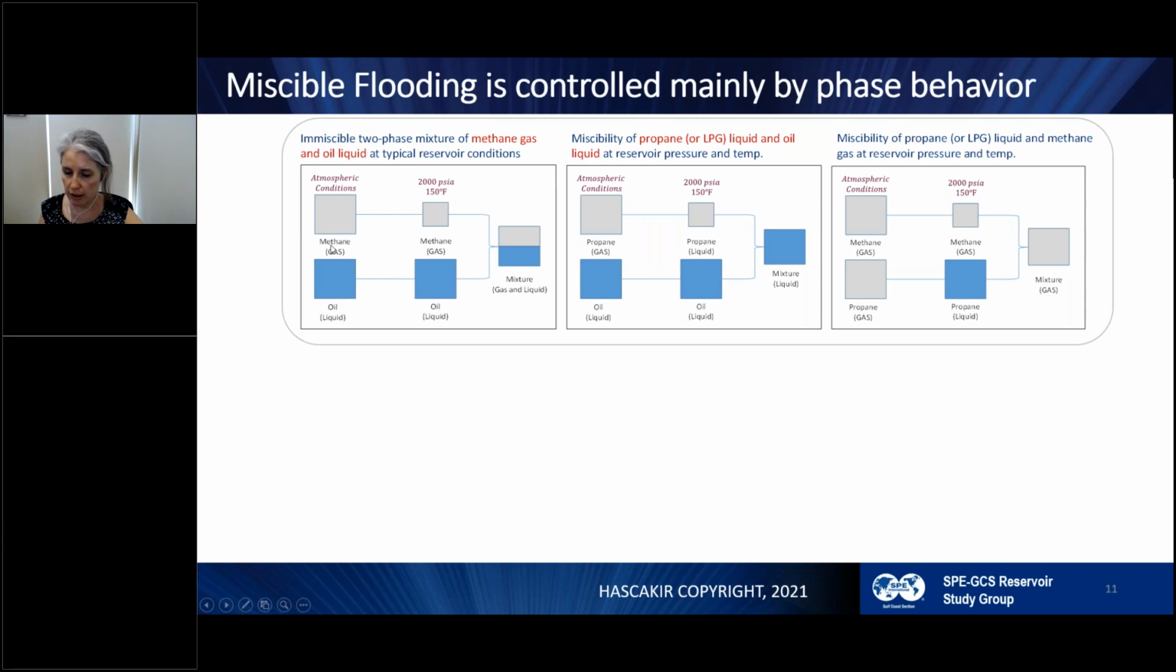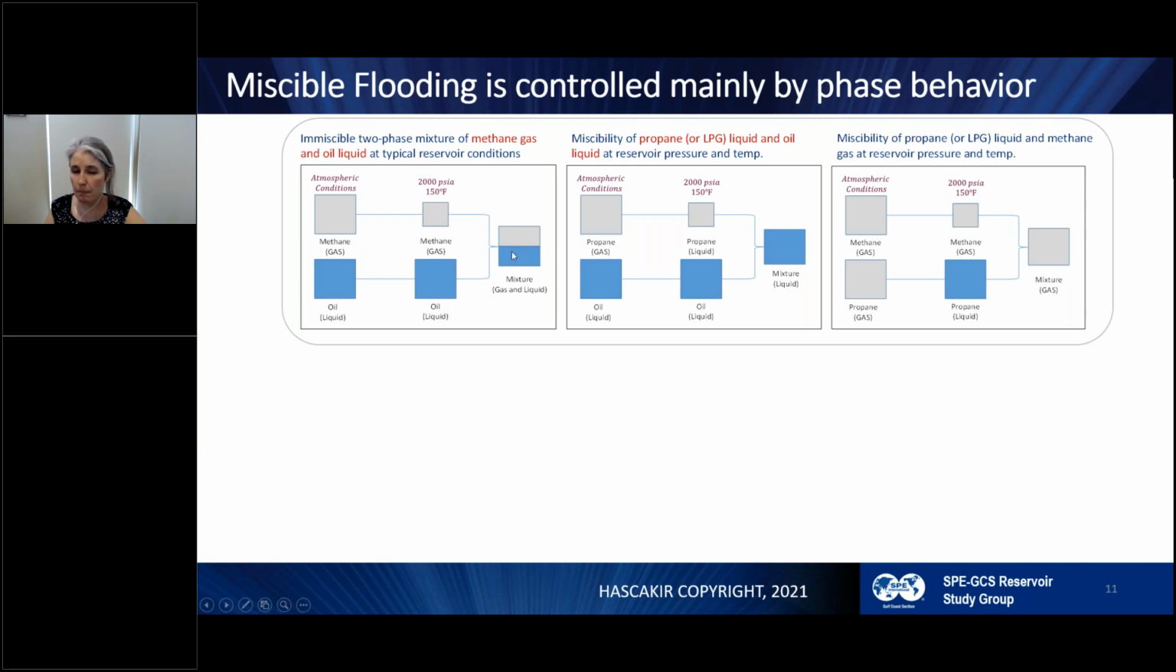And I learned in the previous slide that if I maintain miscibility, then I will recover more oil for sure. So what I'm doing is checking their phases at atmospheric condition. Methane is in gas phase and oil is in liquid phase. And I'm bringing them to the reservoir temperature and pressure, 2000 psi, 100 Fahrenheit. And methane is still in gas phase and oil is in liquid phase.